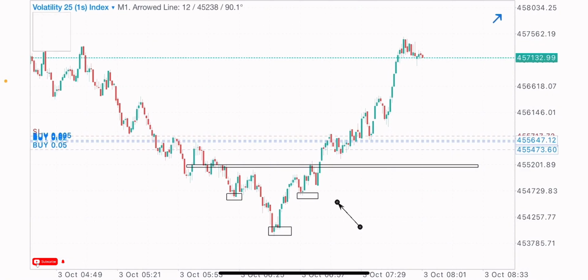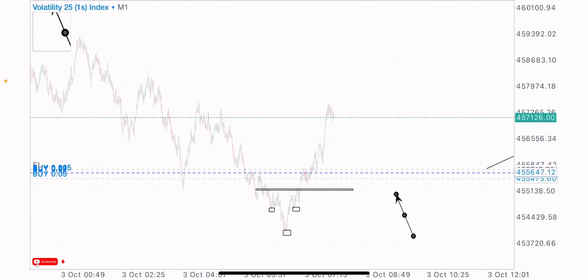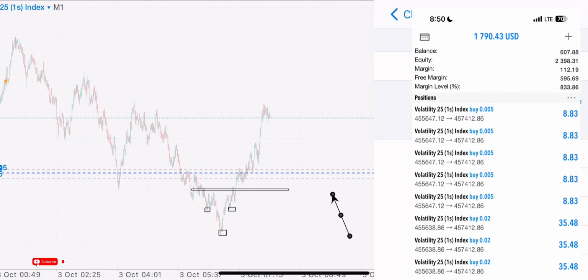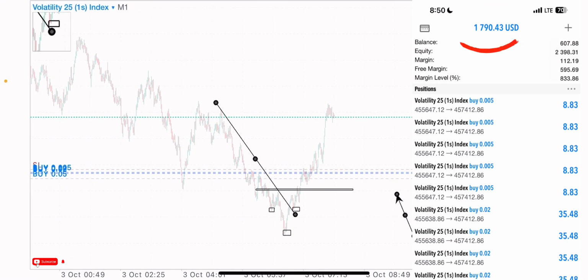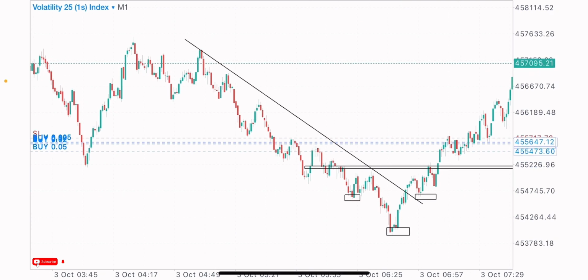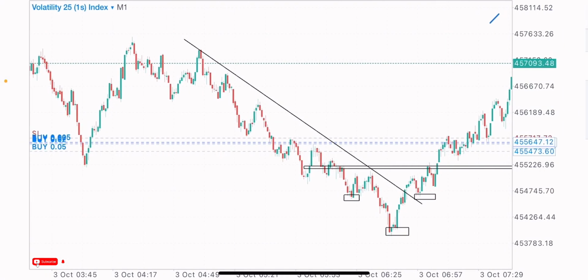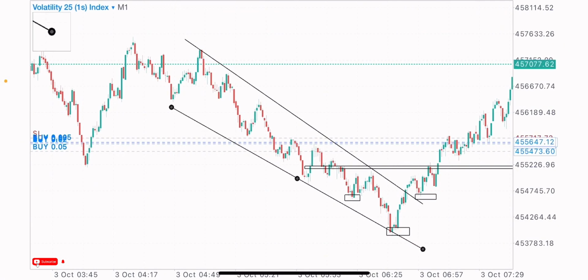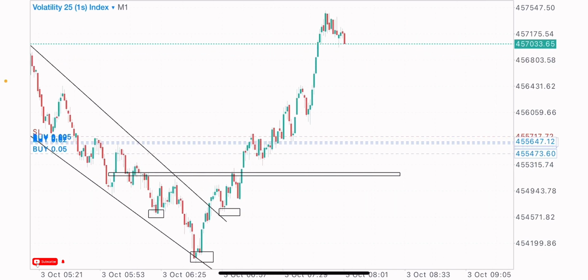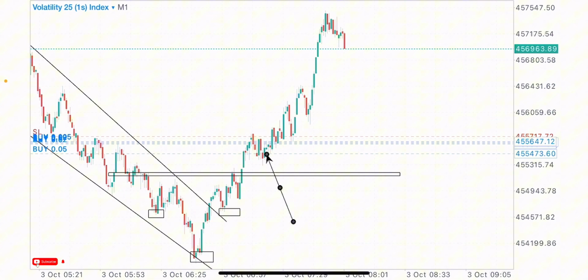So I saw this pattern formation which indicates a reversal, right, which gave me the signal that price is likely to reverse on this index. I also identified this market structure, this small descending channel or this little downtrend on the 1 minute time frame. I waited for price to break out of it, right? So on the breakout of this market structure, this reversal pattern formation, I took my buys at this point.